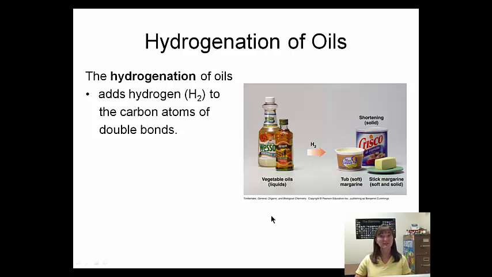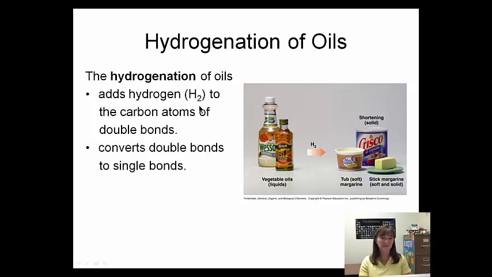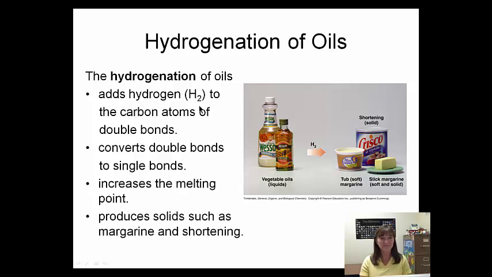Okay, so to refresh your memory, hydrogenation. Hydrogenation of oils adds hydrogen to the carbon atoms in the double bond. It's going to convert the double bonds to single bonds, and it's going to increase the melting point, because remember, the more single bonds you have and the fewer double bonds you have, the higher the melting point is going to be. So hydrogenation is the process of producing solids from your oils.